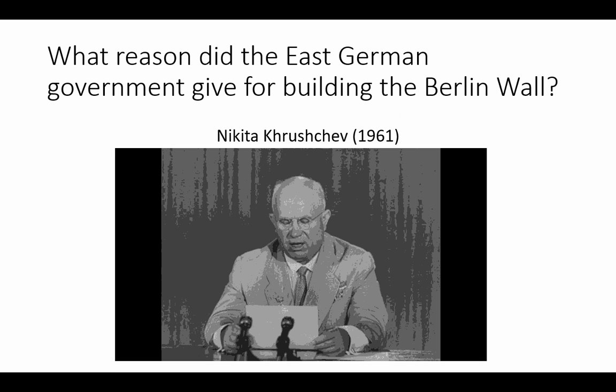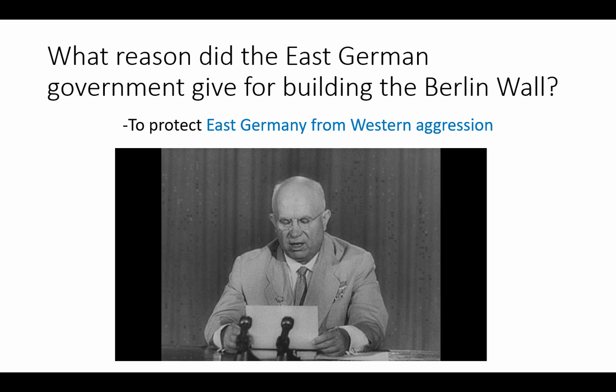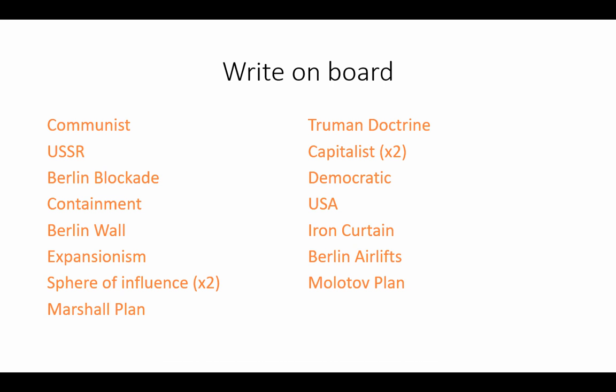Now, what reason did the communists give for having to build this Berlin Wall in the first place? Well, they said that it was to protect East Germany from Western aggression. So they give different stories. The capitalists and the communists, on the same events, will give different reasons for why they happened.